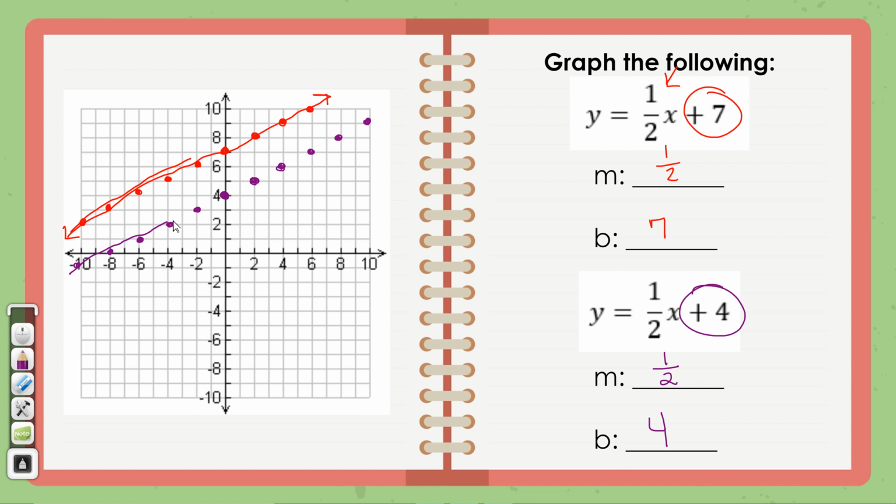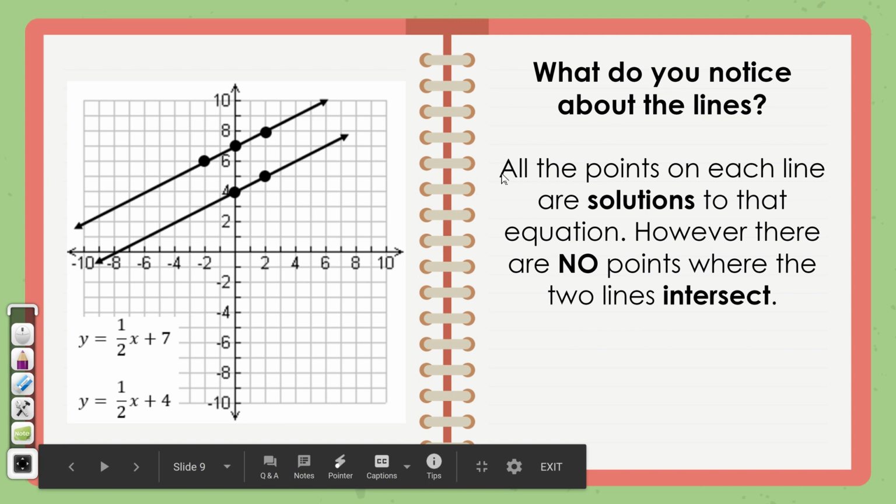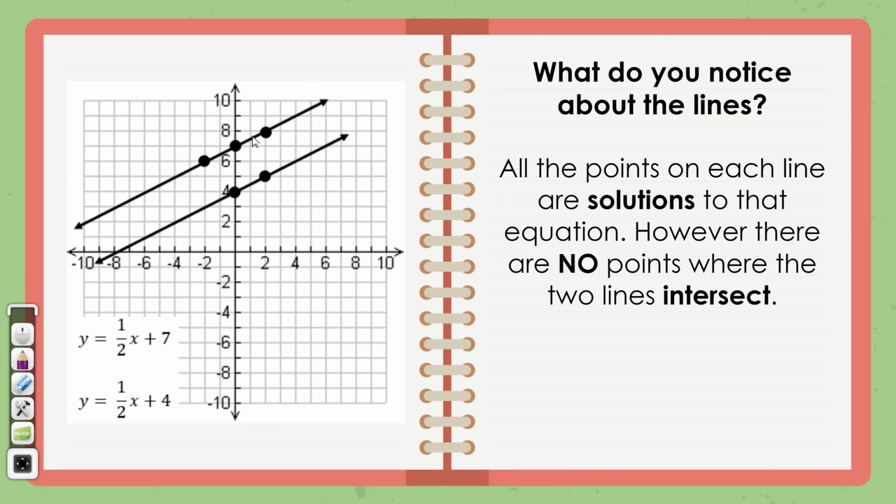All right, and what do we notice about these two lines this time? They don't intersect. So they're not intersecting lines, right? What could we call these? Ooh, yeah, there you go. All right, so what do you notice? All the points on each line are solutions to that equation. However, there are no points where the two lines intersect.